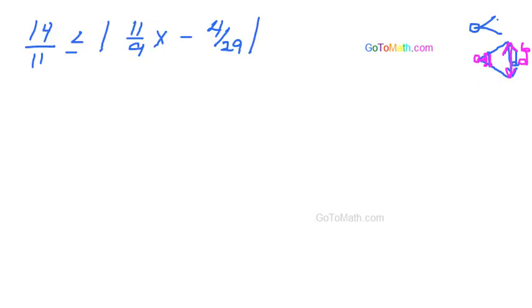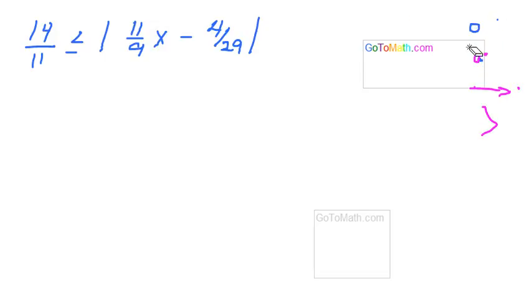And I read these from left to right. In other words, 14 over 11 is less than this number here. And of course, if it was flipped around the other way, this is the greater than part. That's the way I see it anyway. You could say that the absolute value is greater than or equal to 14 over 11 if you wanted to. You could say it either way.